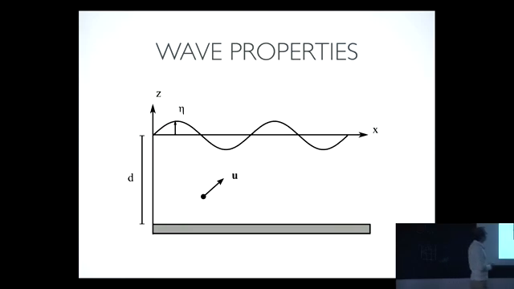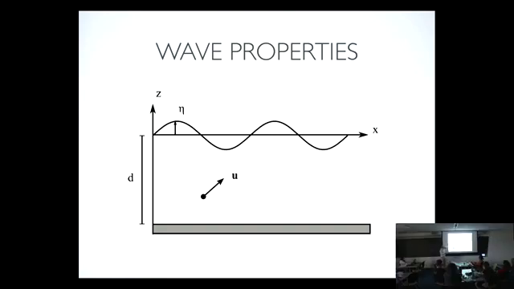We do this by considering a cross-section of an ocean wave. Here we have a still water line at z equals 0. We have the surface level displacement as eta, and we have the ocean depth to the bottom as d, and also a flow vector u, which could equivalently be seen as the velocity of a particle moving in the water.